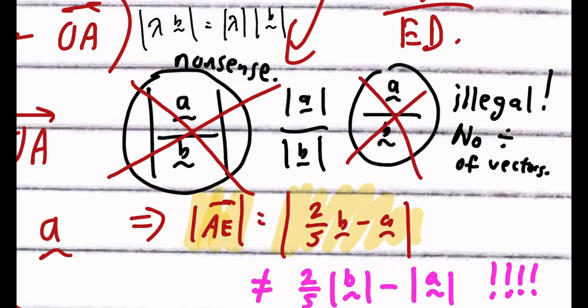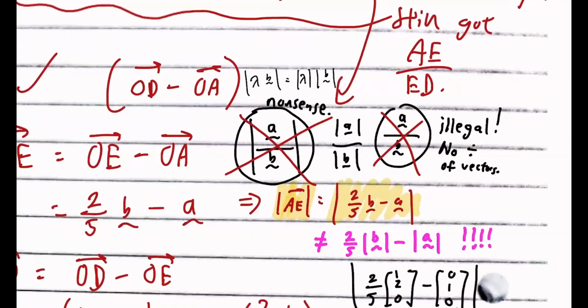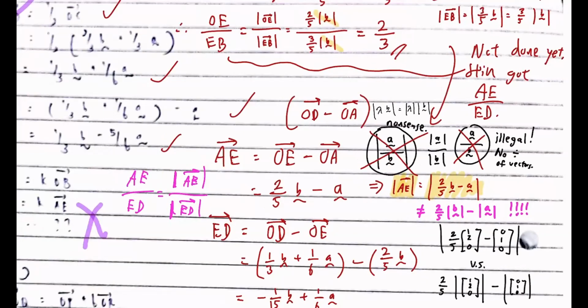So here, when I write down later on this modulus divided by modulus of a vector, it's still okay. It's still legal because I'm taking scalar divided by scalar. Okay, moving on. AE, we cannot do anything, so it's modulus of AE, also cannot do anything. So we just leave it alone.